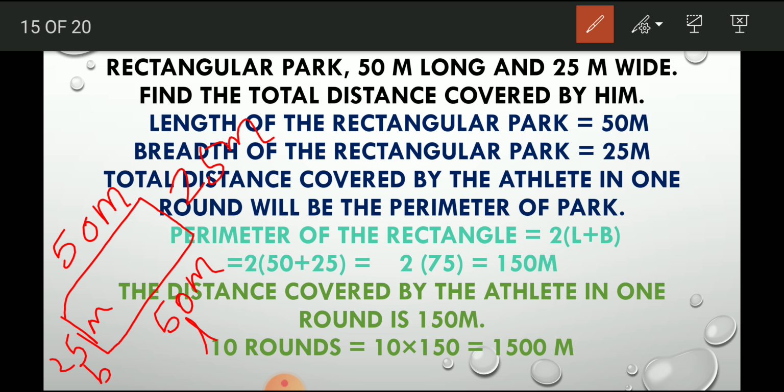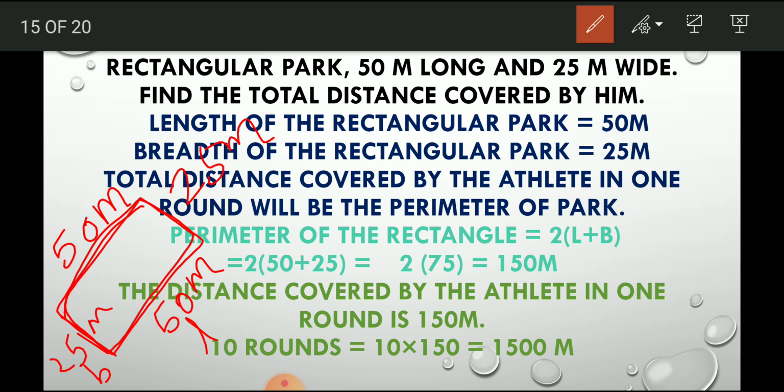Then we are going to find the total distance covered by him. Here they ask the total distance. So what are we going to find out, perimeter or area? Definitely we should find out the perimeter. They ask distance, so we just find out the perimeter value.